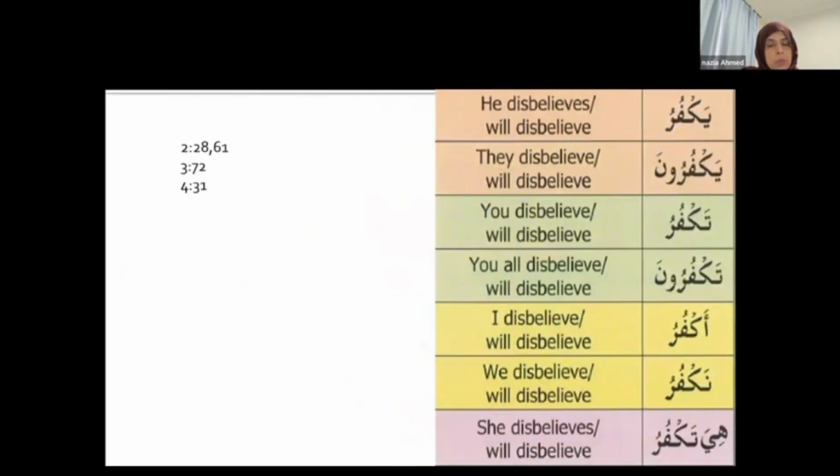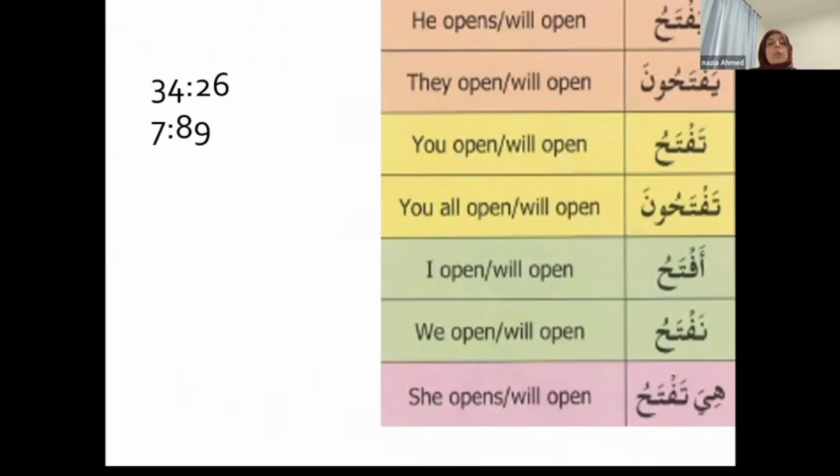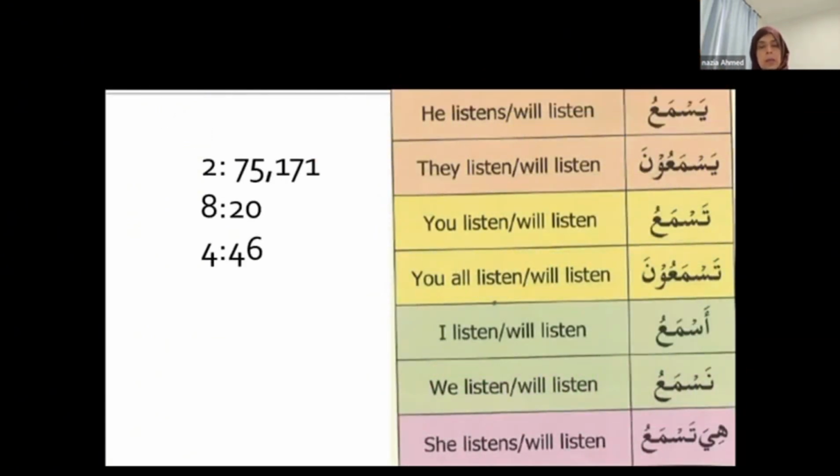Right. I want you to open your Qur'ans. Surah number 34, ayah number 26. Yajma'u. Keep going. Surah number 34, ayah number 26. Yaftahu. Yajma'u is in the same word as well. Correct. You're right. Right. Surah number 2, ayah number 75.